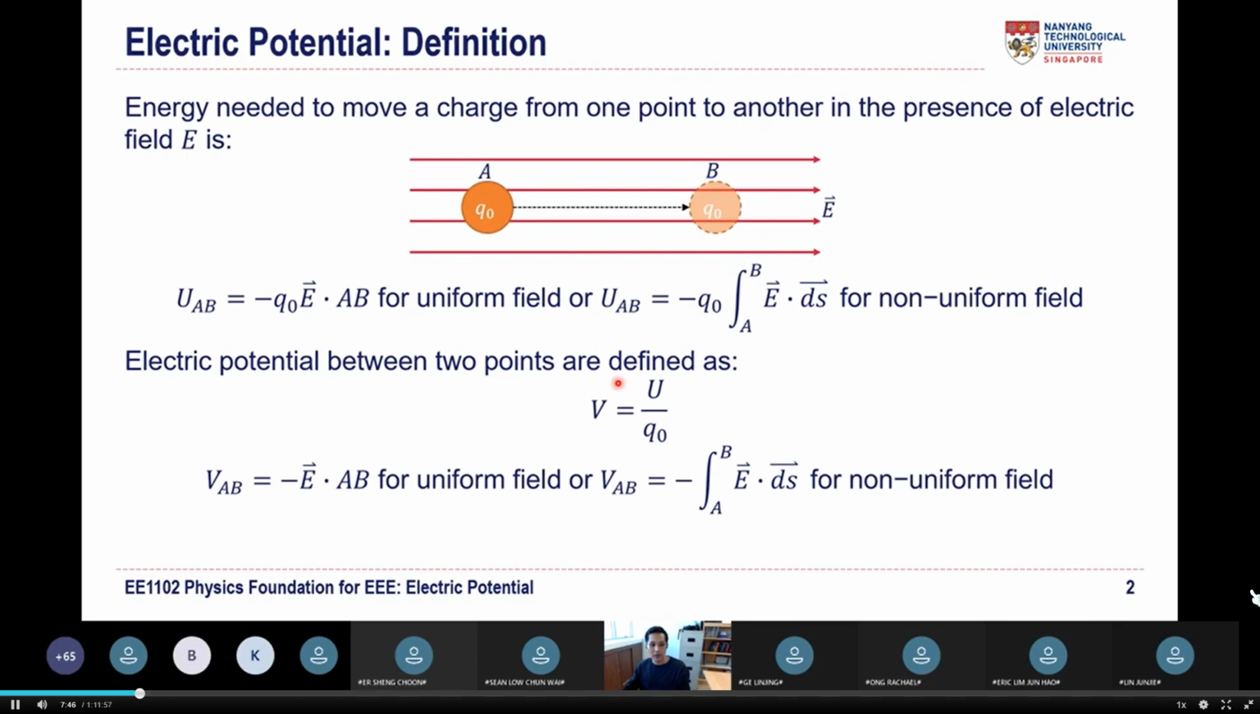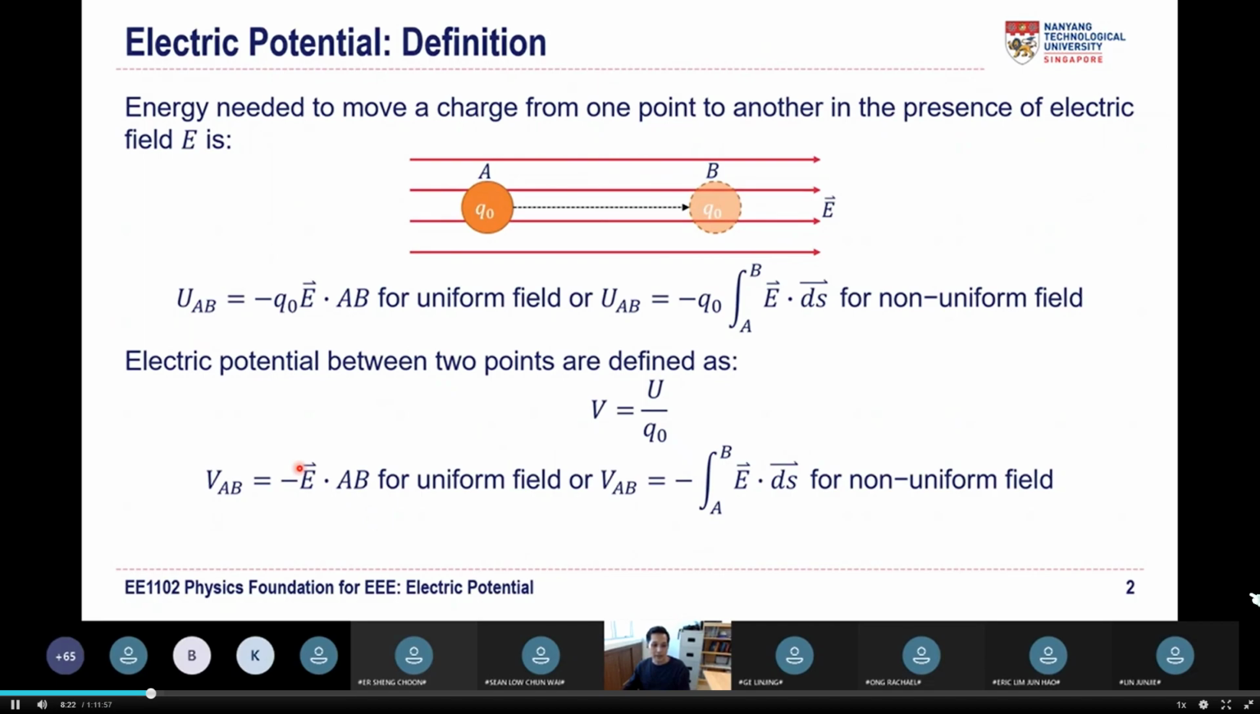Okay. Now, the definition of electric potential becomes the potential energy per unit charge. So you calculate the potential energy that is required to move from A to B, or potential energy gained from A to B, or energy that you put in. And then you divide that by the size of the charge Q0, and then you get the voltage, or the electric potential, which is measured in units of volts.